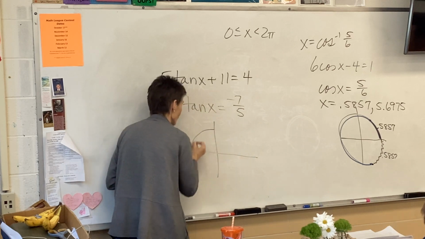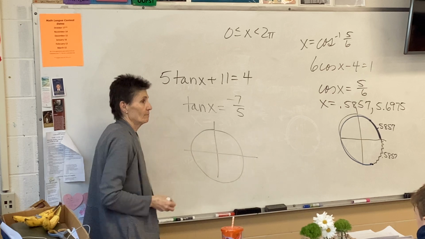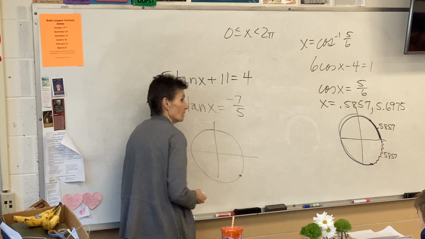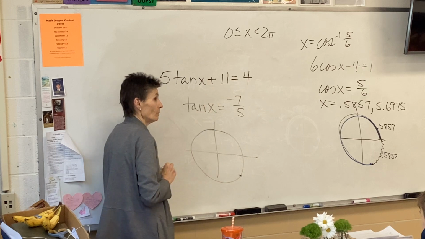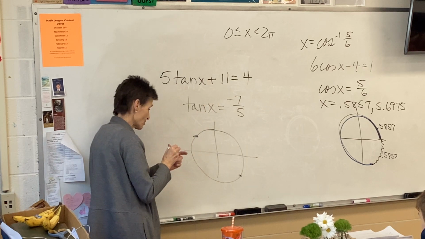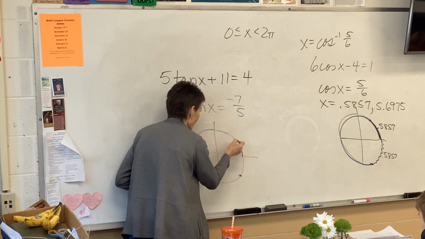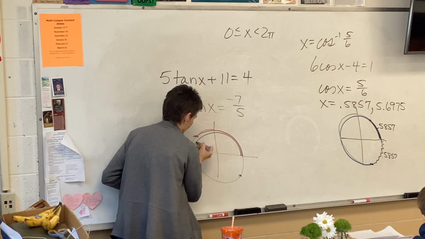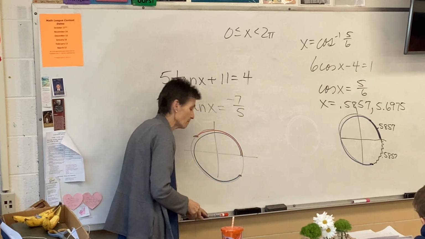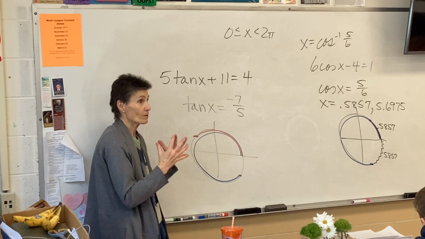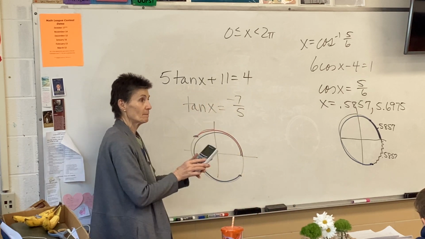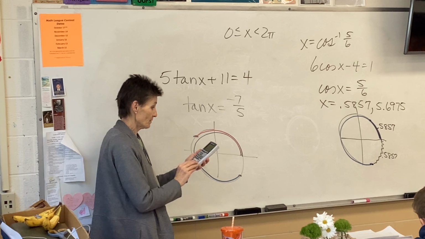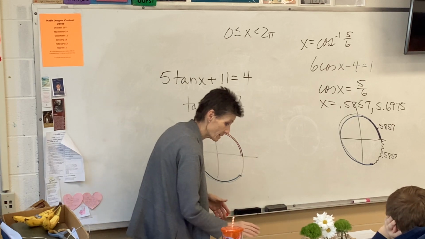Now, what does it tell you if the tangent's negative? Where am I? Bottom right, fourth quadrant. I'm going all the way around the circle. Second, so my answers are going to be this red angle and this blue angle. In order to find those, I have to have a starting angle. So how do I find my starting angle? What do I type into my calculator? Second tangent, negative 7/5, negative 0.9505.